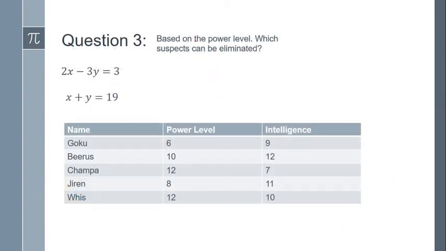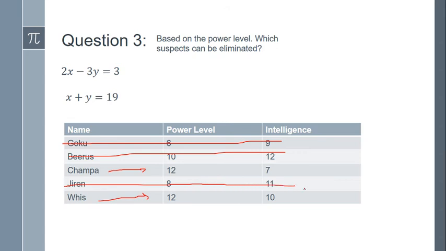All right, so based on the power level, which suspects can be eliminated? Okay, so here's our table. We just found out that the power level was 12. So like we said, either Champa or Wiss have a power level of 12, but no one else does. So all the rest of these suspects, Goku, Beerus, and Jiren, can all be eliminated as suspects because they don't have a power level of 12.